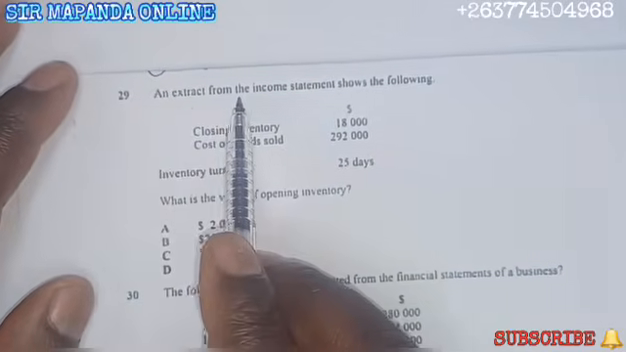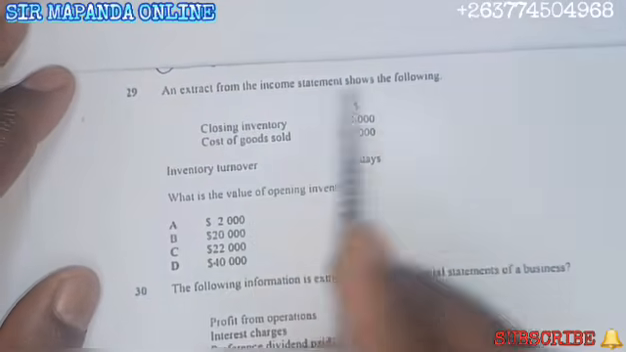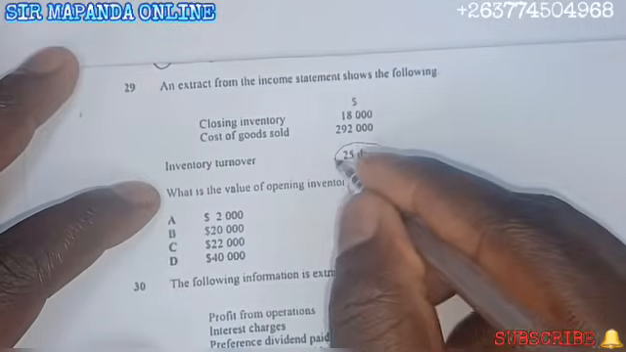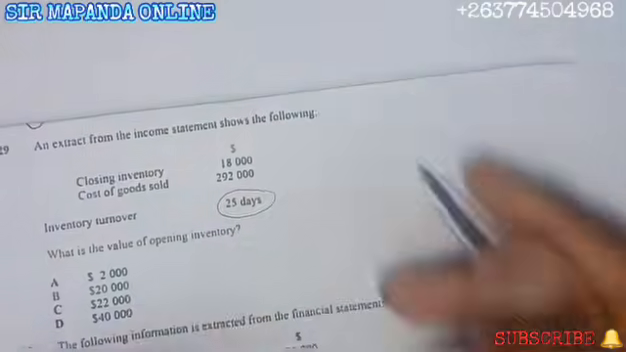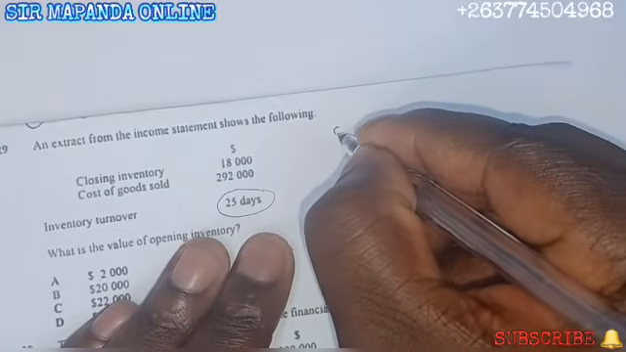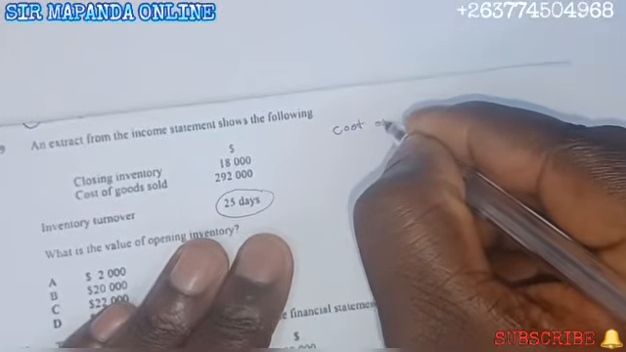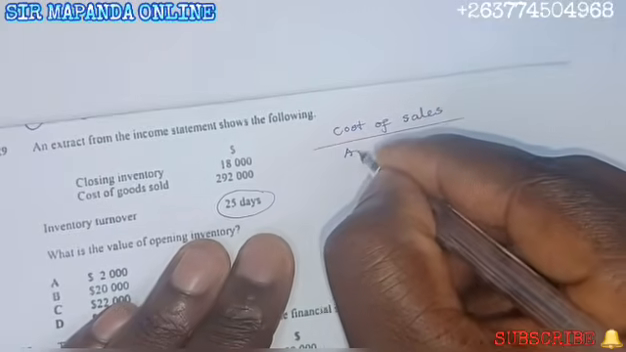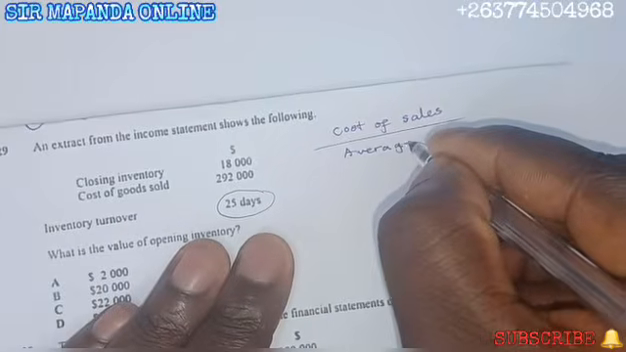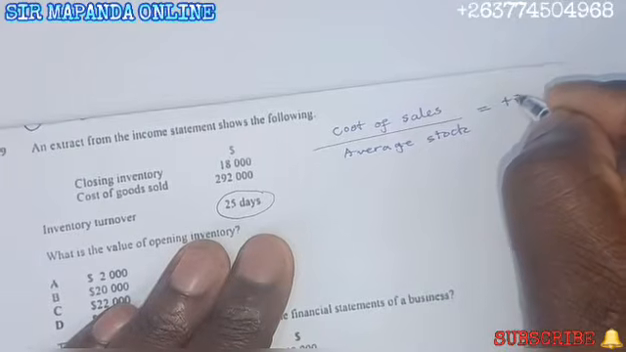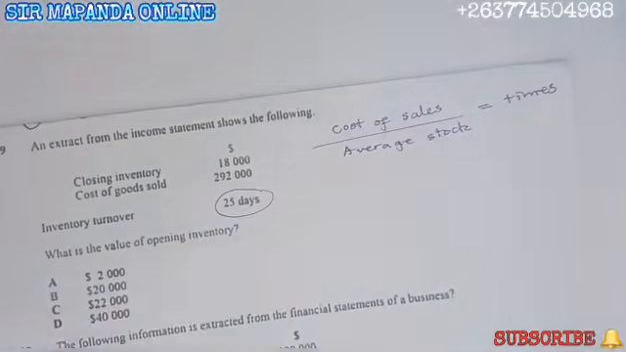It reads, an extract from an income statement shows the following. Then you are given inventory turnover in days. So this is very, very important. Remember, from O level, even from A level, you know that inventory turnover is equal to cost of sales over average stock. So cost of sales over average stock gives you inventory turnover as a number of times and not days. I hope you are following.